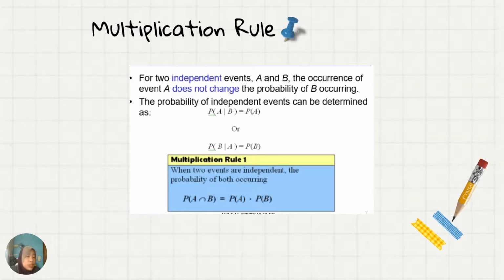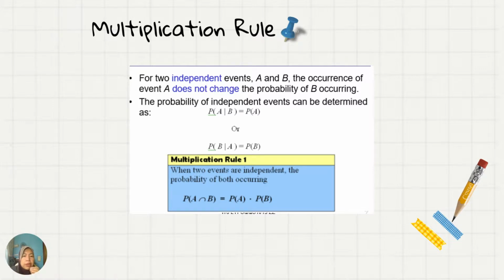Then the last one, multiplication rules for independent events. If we have two independent events, the occurrence of event A does not change the probability of B occurring. So the probability of independent events can be determined as the probability of A occurring times the probability of B. When two events are dependent, we consider the probability of both occurring.